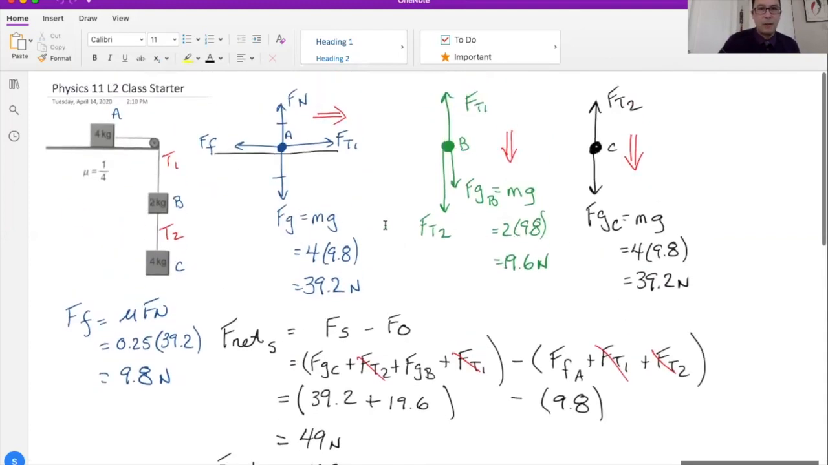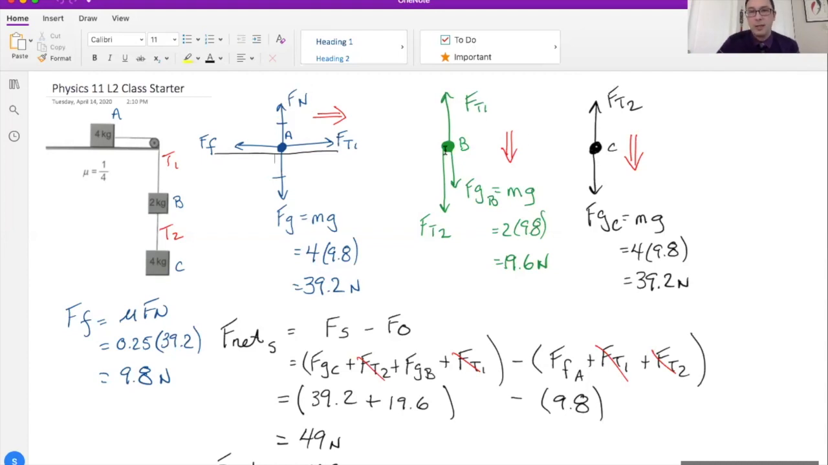Now the second question is to find Ft1 and Ft2. And to find the forces, we're going to look at individual bodies, not the whole system, just one little body. To find Ft1, I'm going to use object A, because it's a simple calculation. To find Ft2, I'm going to use object C. Now, please note that when I use object A, I use it because we know everything about these forces except Ft1. And when I use object C, same thing. I know force of gravity. I don't know force tension 2. I can figure that out.